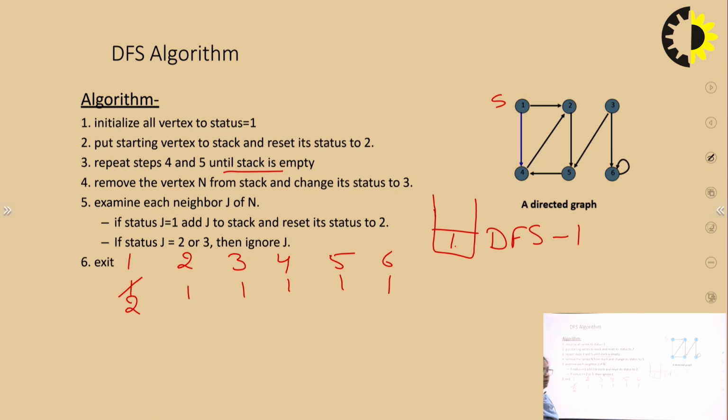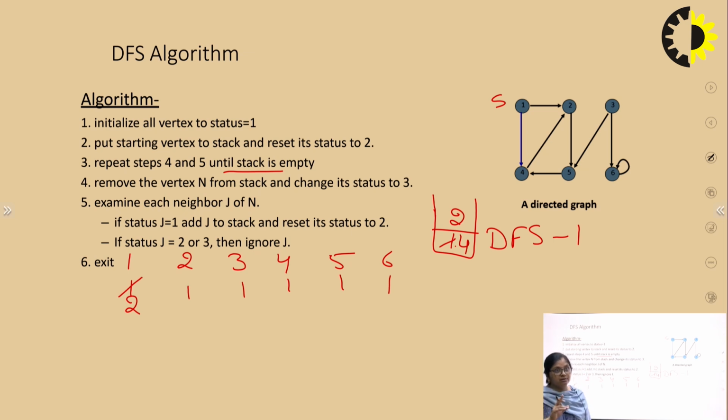DFS is 1. Okay, so it has been popped. What will be considered? Its neighbors. What are its neighbors? 2 and 4. So those will be pushed onto the stack. What is pushed onto the stack? 2 and 4. Both are neighbors.